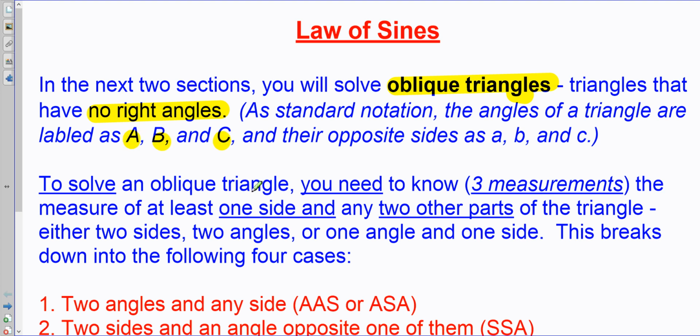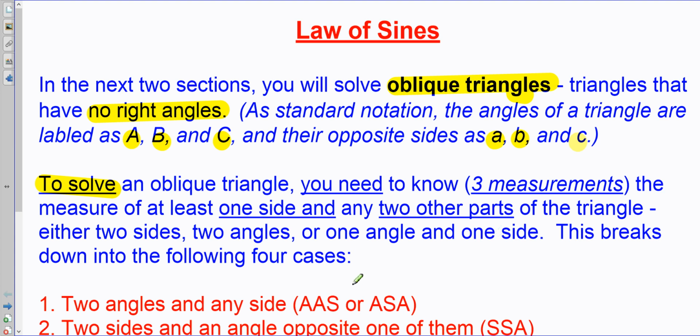So those are the angles, and the sides are lowercase letters a, b, and c. Side a is opposite angle A, b is opposite angle B, and c is opposite angle C. Now, to solve an oblique triangle means you need to find all three sides and all three angles, given at least one side and the other two parts of the triangle: either two sides, two angles, or one side and one angle, and so on.